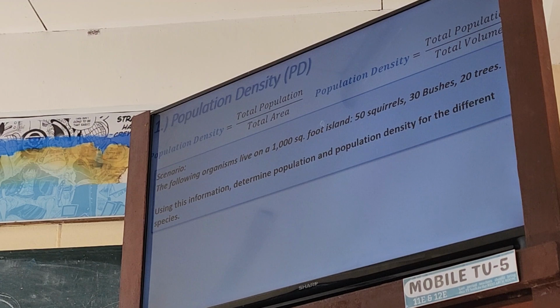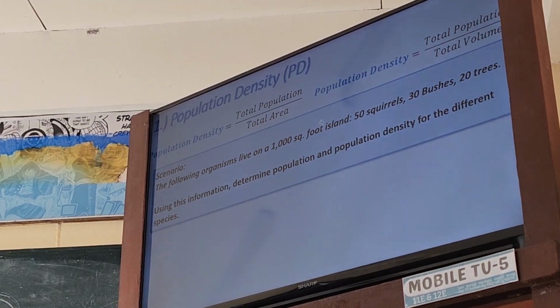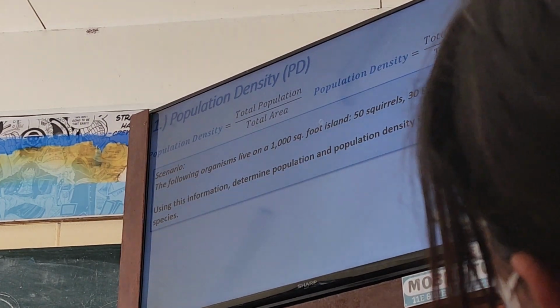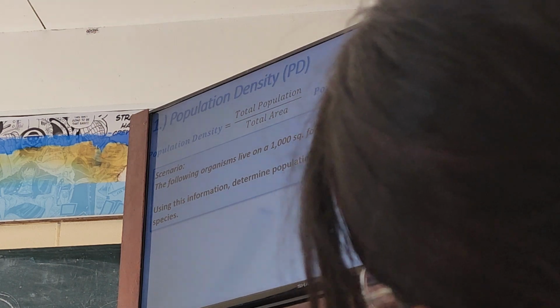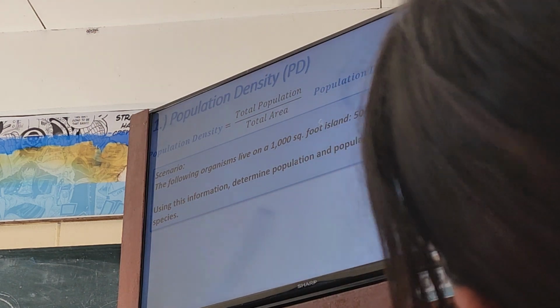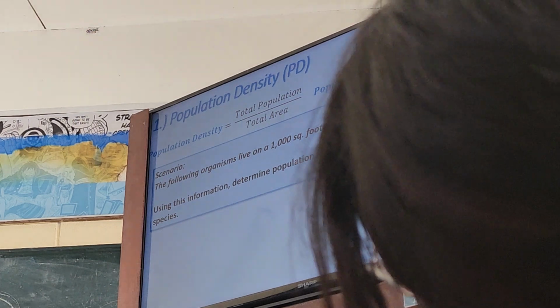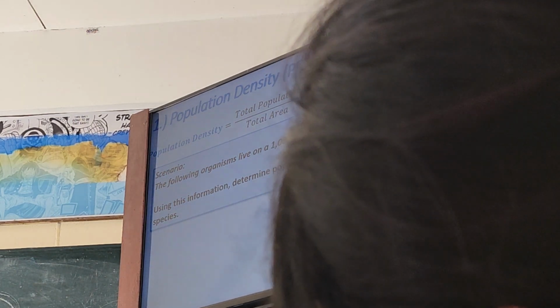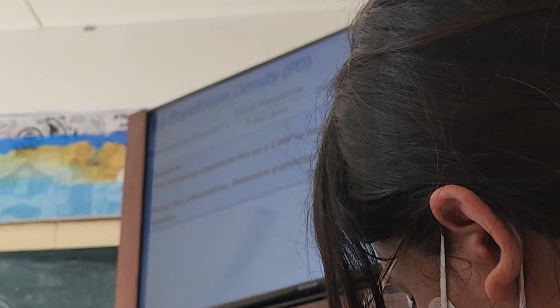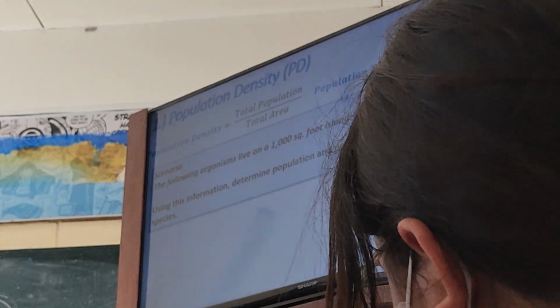Kindly compute. The following organisms live on a 1,000 square foot island: 50 squirrels, 30 bushes, and 20 trees. Using this information, determine the population and population density for the different species. Solve it now and give me your answer.